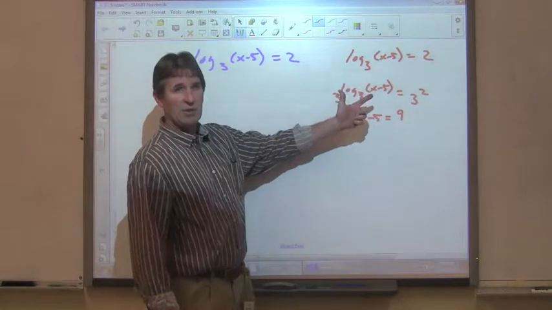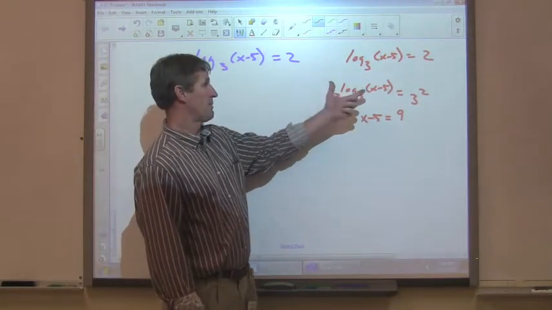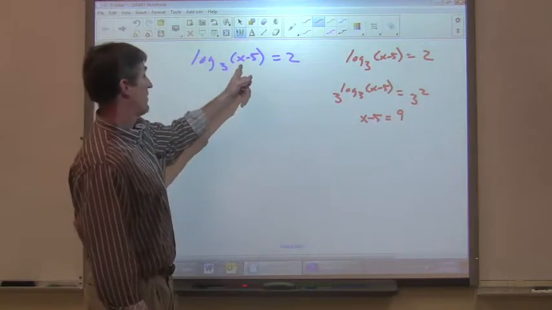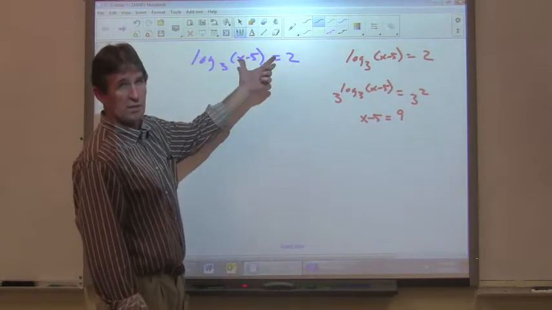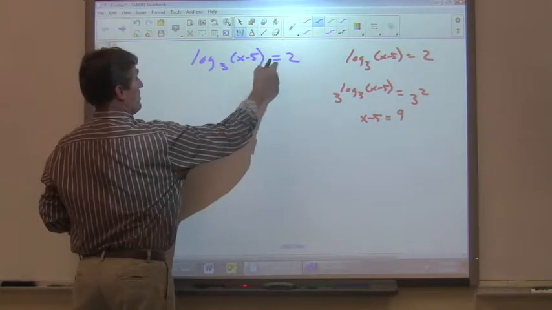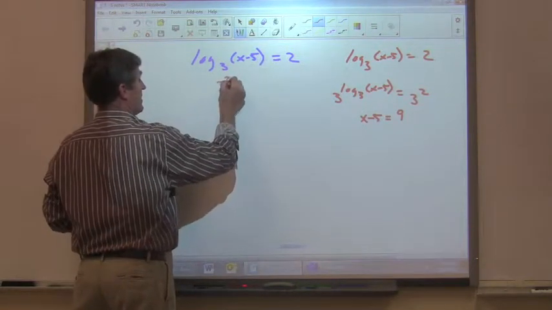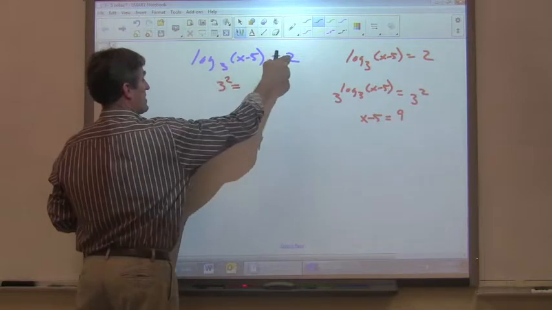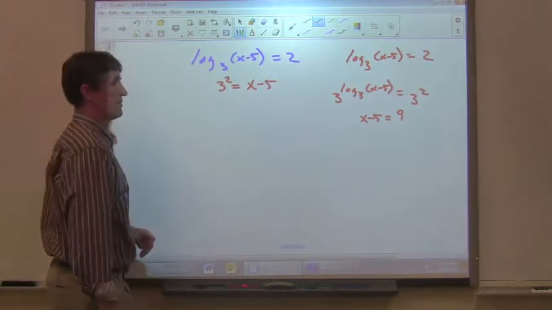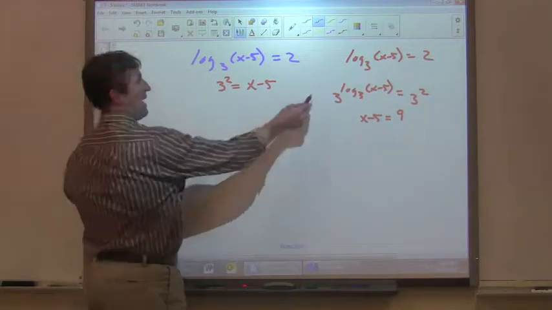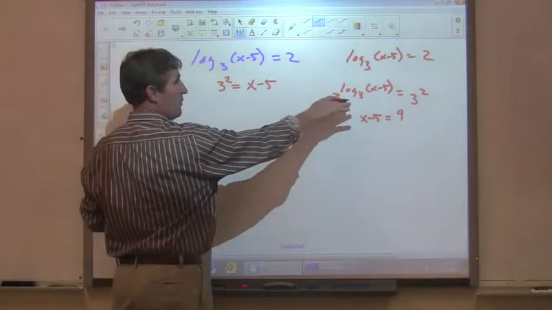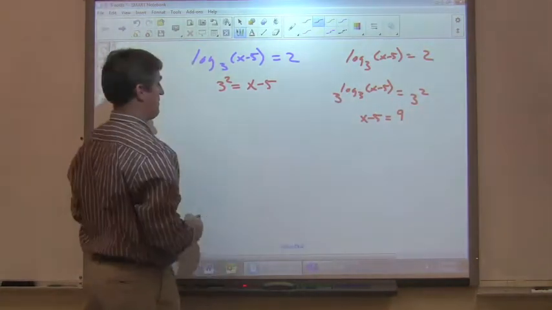And it's fine to do it this way, it doesn't make sense to me that it's the best way. Because we know since the variable is not in the exponent, we want to switch this to exponential form. And if we change it to exponential form, we get 3 squared, remember base, exponent, answer, x minus 5. So we don't have to go through this process. So this is what I recommend doing, but the book, when they show their examples, they do it this way.